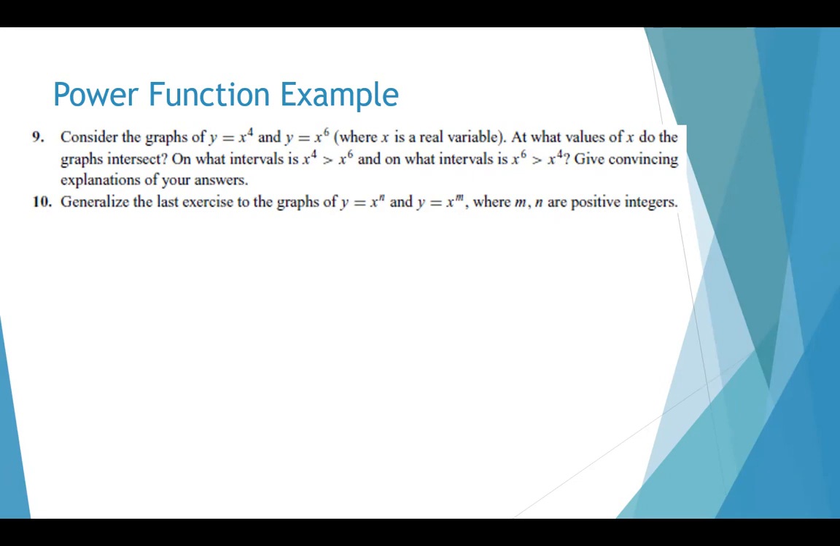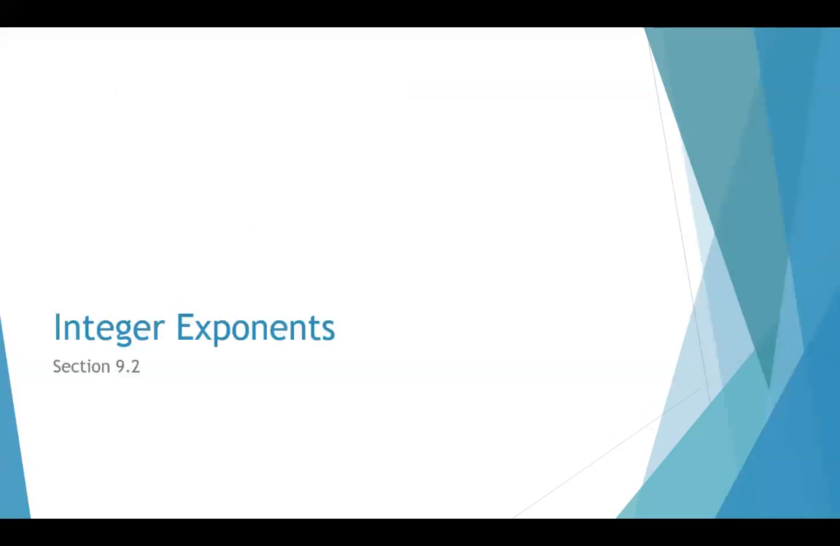Why do they intersect when we put them together? Why is that where the graphs intersect? And generalize that previous exercise to the graphs of y equals x to the n and y equals x to the m, where m and n are positive integers. And you can decide that m is greater than n, or you could decide the other way. As long as you define it and explain it and generalize it, that's what I'm asking for. And this is one of those that we'll talk through on Tuesday. All right, we're going to keep going.